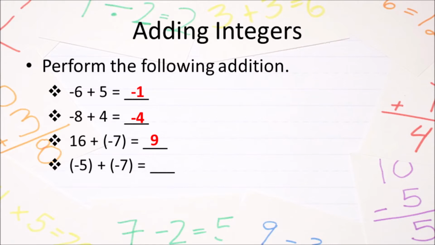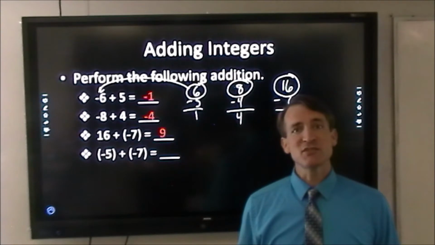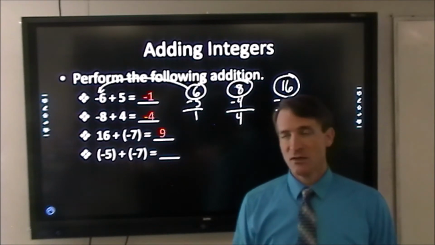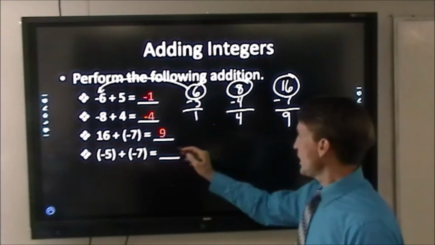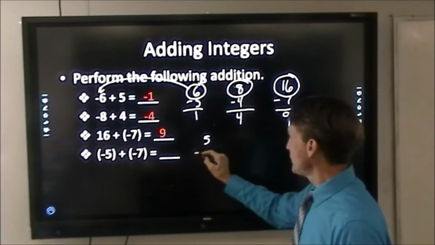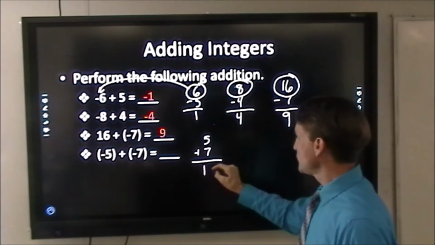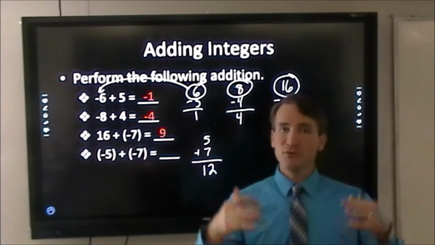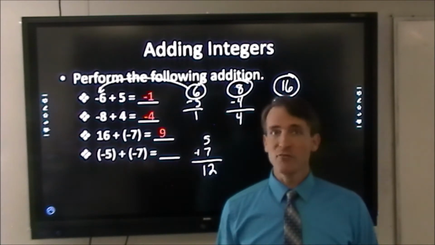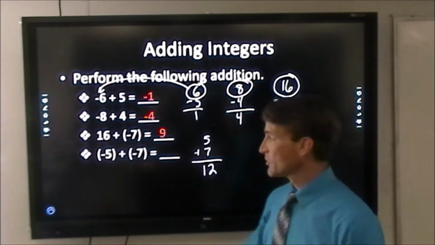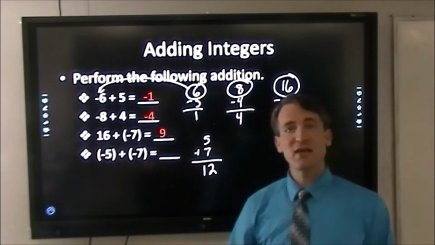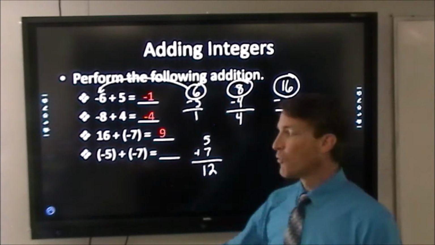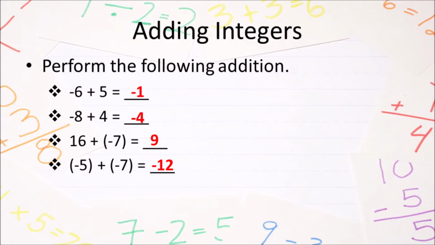Negative 5 and a negative 7. Now I'm adding two numbers with the same sign. So what do I do? Same sign, find the sum of my absolute values. I have a 5 and I have a 7. That gives me a total of 12. Since they are the same sign, I use whatever sign is in front of my original numbers. In this particular case, both my original numbers had a negative in front of them. Therefore, it is a negative 12, not a positive 12.